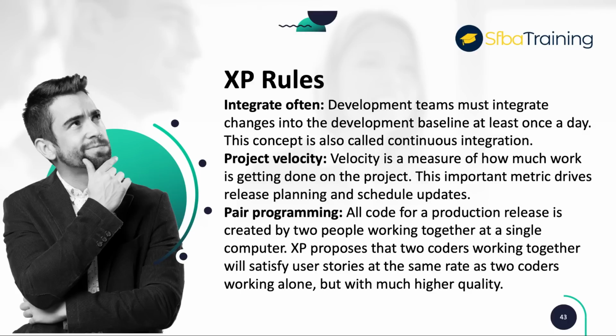XP rules. Integrate often. Development teams must integrate changes into the development baseline at least once a day. This concept is also called continuous integration. Project velocity. Velocity is a measure of how much work is getting done on the project. This important metric drives release planning and schedule updates. Pair programming. All code for a production release is created by two people working together at a single computer. XP proposes that two coders working together will satisfy user stories at the same rate as two coders working alone, but with much higher quality.